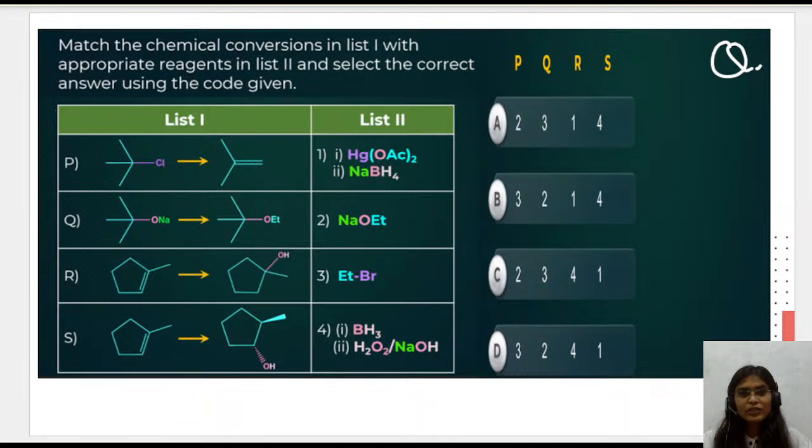You can apply the elimination method like P and Q. There's a tie for A, C, and C, B, D. D. Okay, Diksha. Okay, Lakshmi.